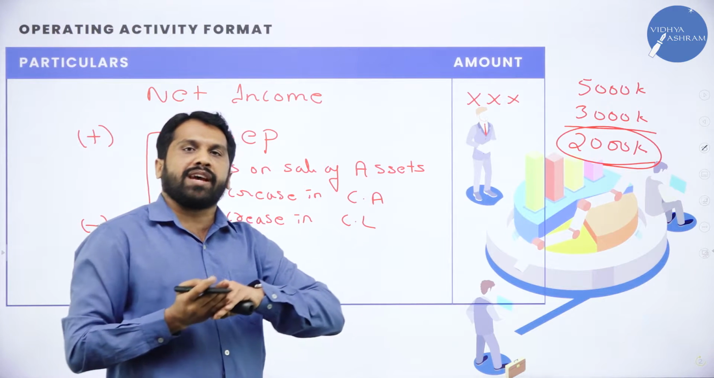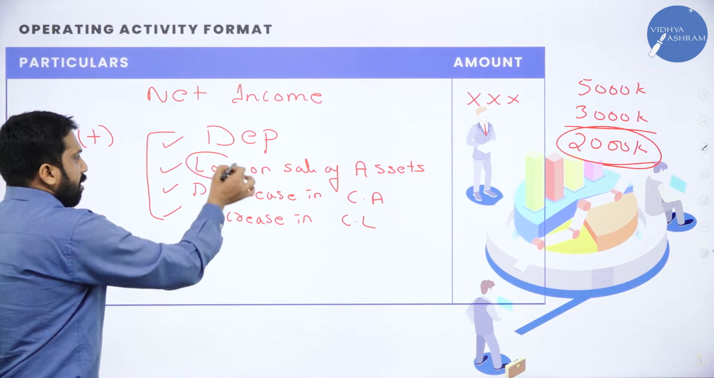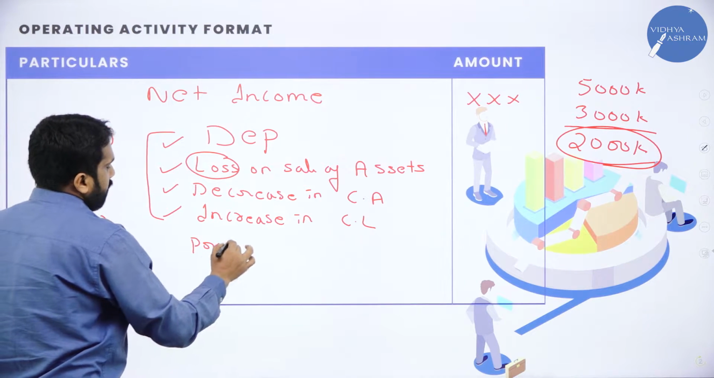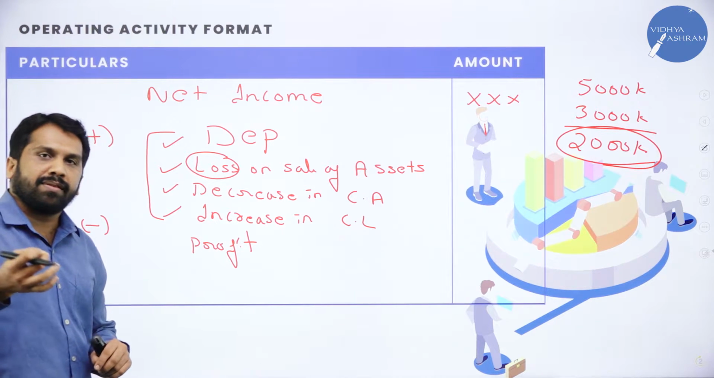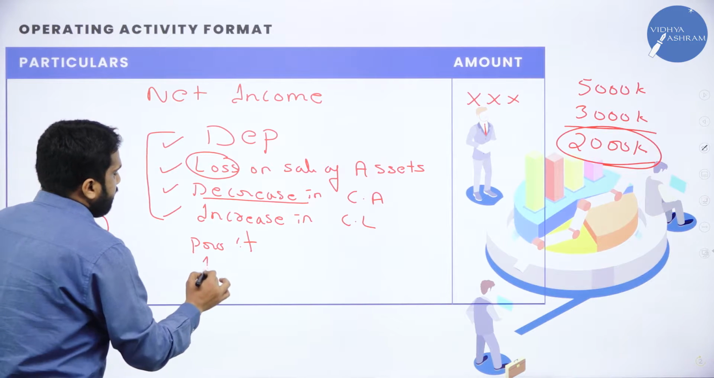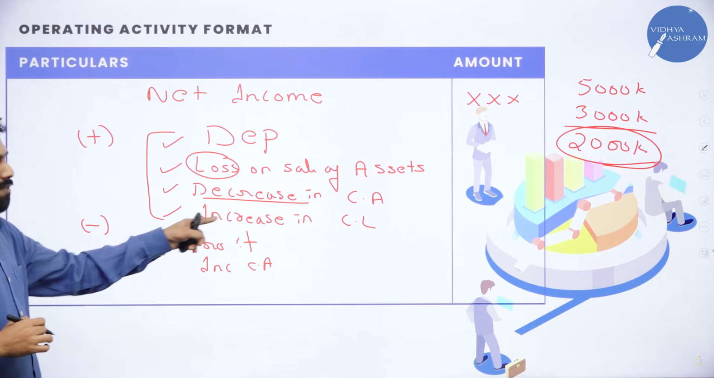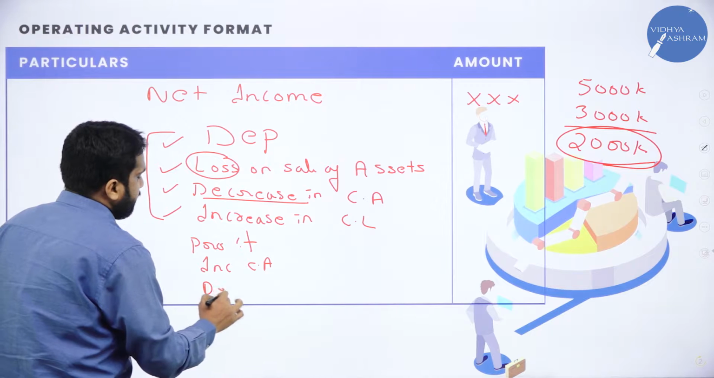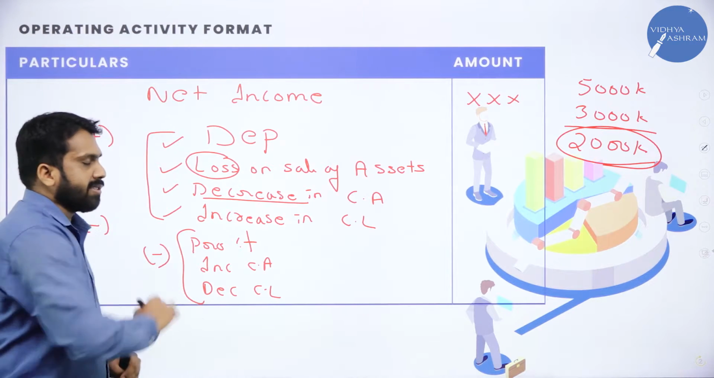Which are the things we have to minus? The opposite of these things. Instead of loss, profit. Profit on sale of asset, we have to minus. Instead of decrease in current asset, it must be increase in current asset. Instead of increase in current liability, reverse: decrease in current liability. These are the things you have to subtract.